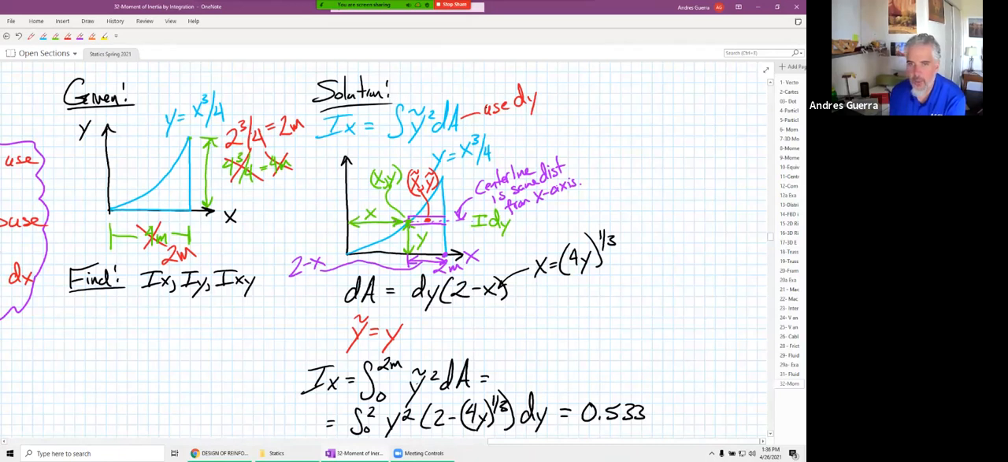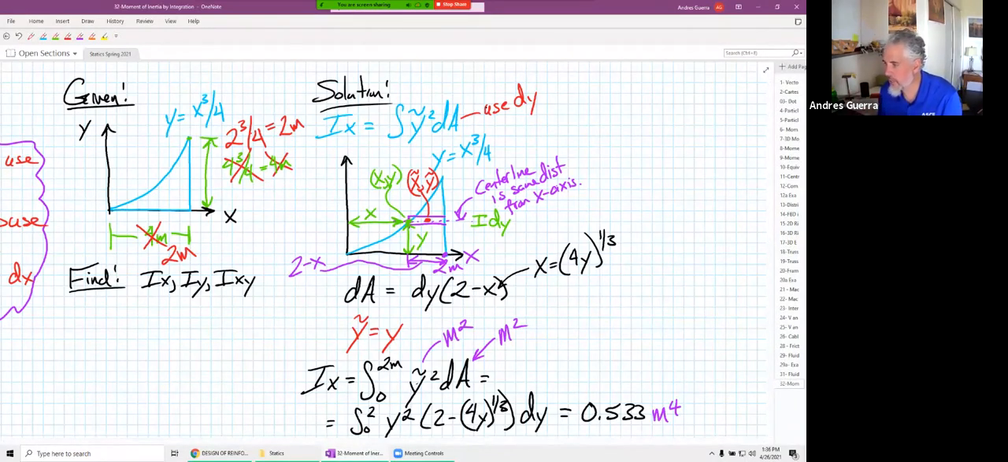Let's think about what we're doing here. What are the units on y tilde? If it's a distance, the units on y tilde are meters, and y tilde squared is meters squared. What are the units on an area? It's also meters squared. So for the moment of inertia, the second moment of area, it literally is just the area times the moment arm squared. So we end up with meters to the 4th.